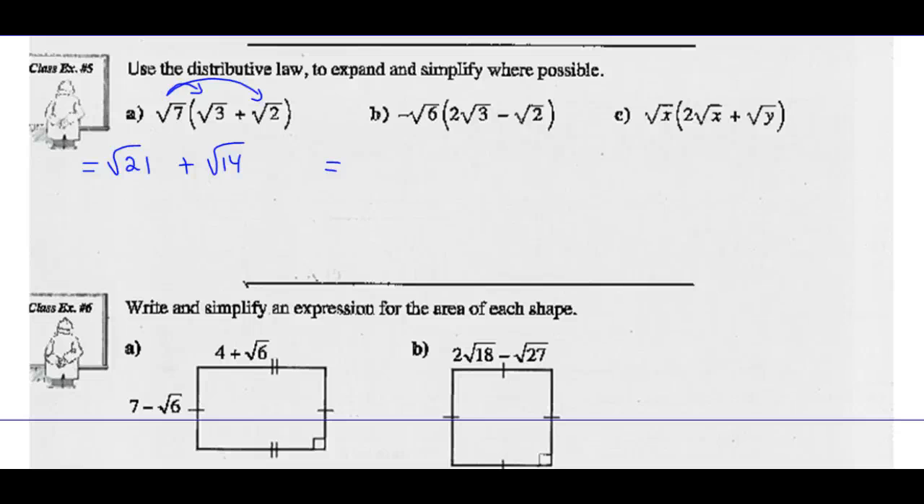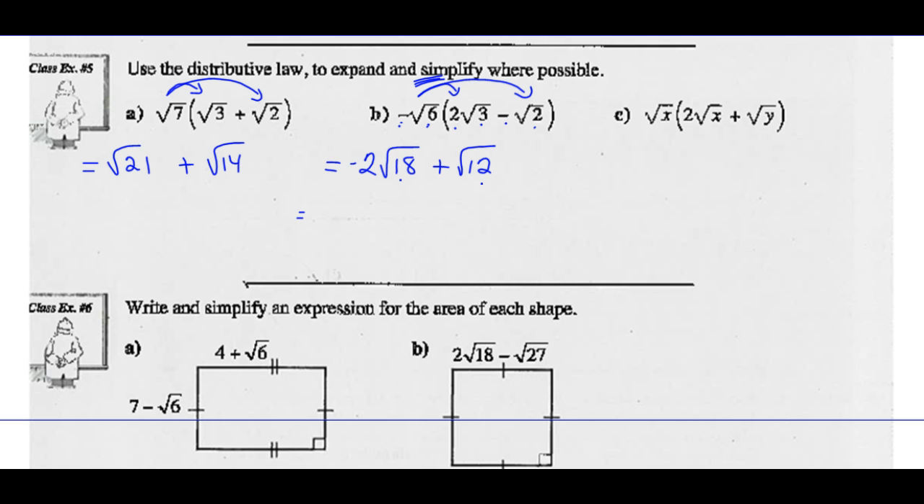Part B, exact same thing, but now we're multiplying a radical through the brackets. So negative radical 6 times 2 radical 3. Well, negative times 2 is a minus 2. Radical 6 times radical 3 is radical 18. We'll do the same thing with negative radical 6 and the last term. So a negative times a negative is a positive. Radical 6 times radical 2 is radical 12. So I'm done multiplying, but the question now says simplify where possible. I can simplify both radical 18 and radical 12.